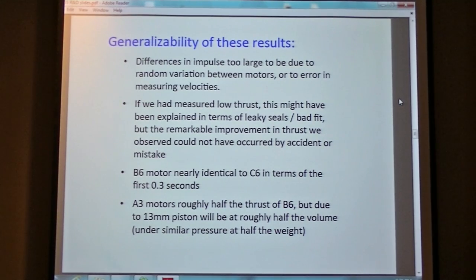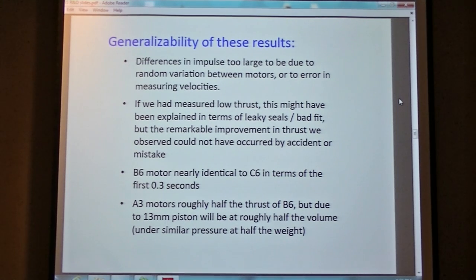Now I wanted to say a word about the generalizability of these results. Differences in impulse here, as we measured, are really very large, and they're too large to be due to random variation between motors or to error in measuring velocities. There's almost certainly some error, but not on this scale. If we had measured very low thrust, on the other hand, this might have been explained in terms of leaky seals, bad fit, but the remarkable improvement in thrust that I've shown can't occur by accident or by mistake. You can't just generate this big thrust by doing something stupid. So we believe this is a real effect.